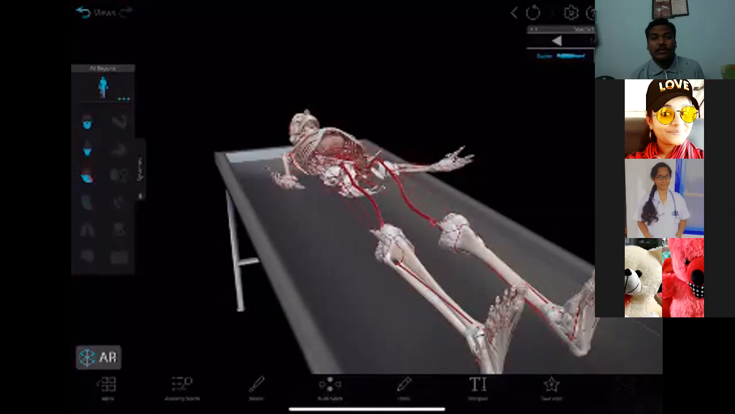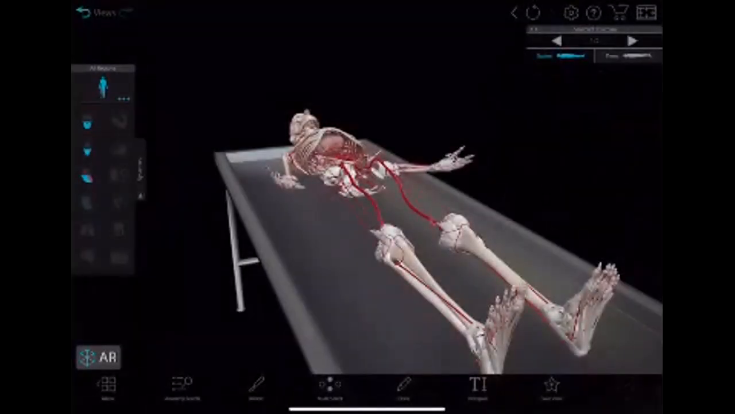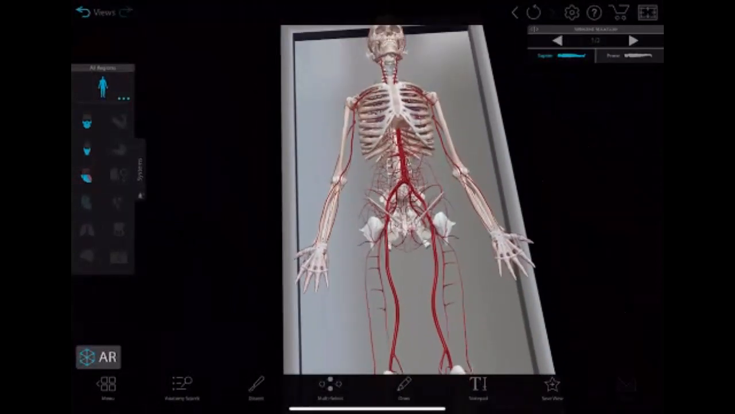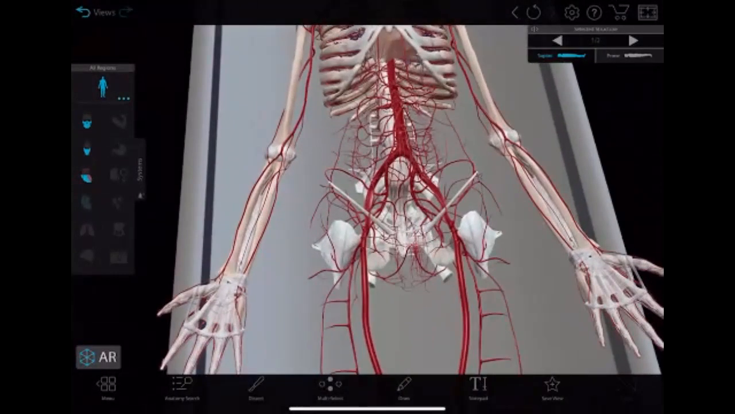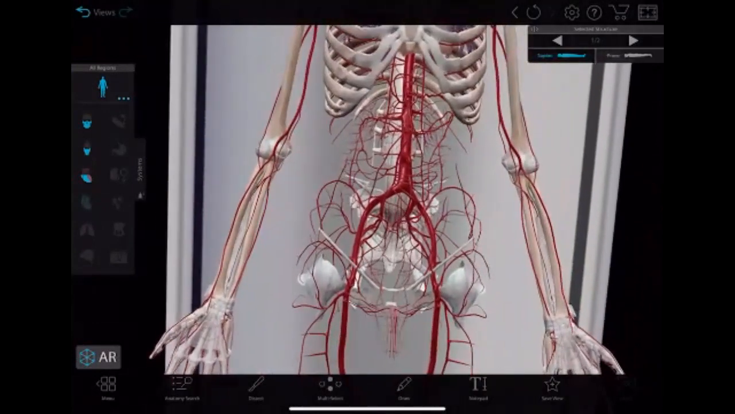We will learn the neurovascular anatomy of the lower limb. In order to know that in detail, we have to have an overview. So let us overview the arterial system of the lower limb, from where it is coming.